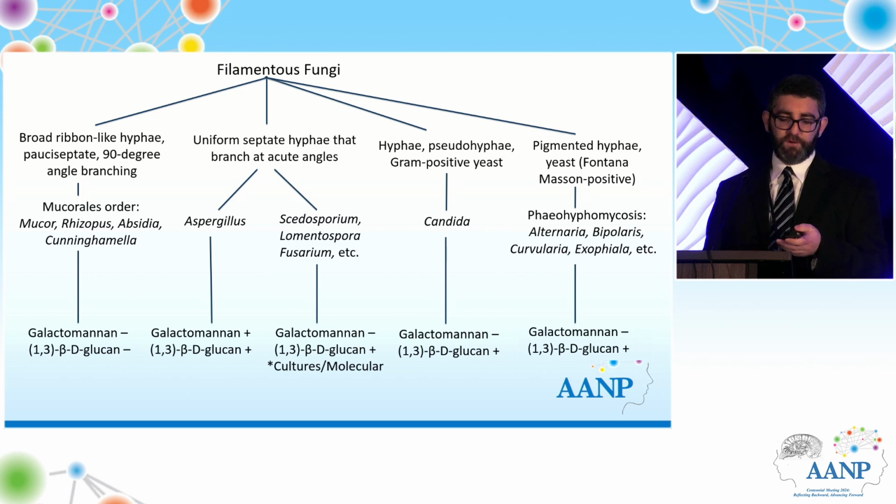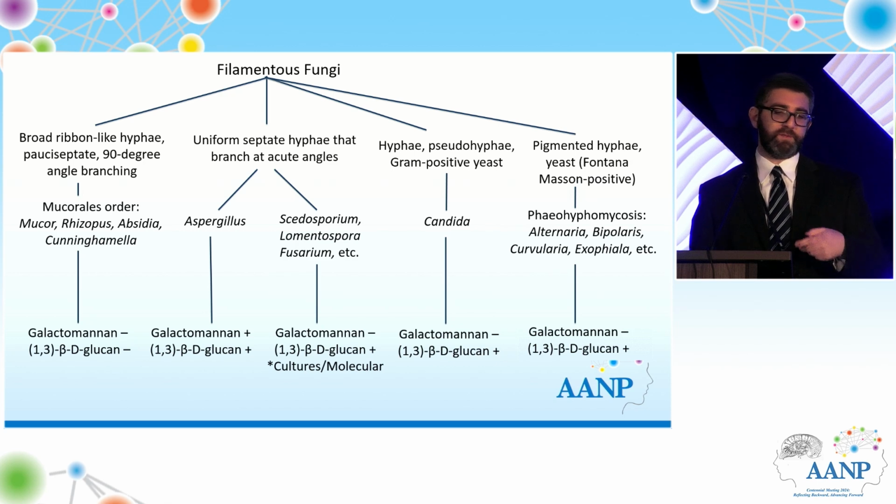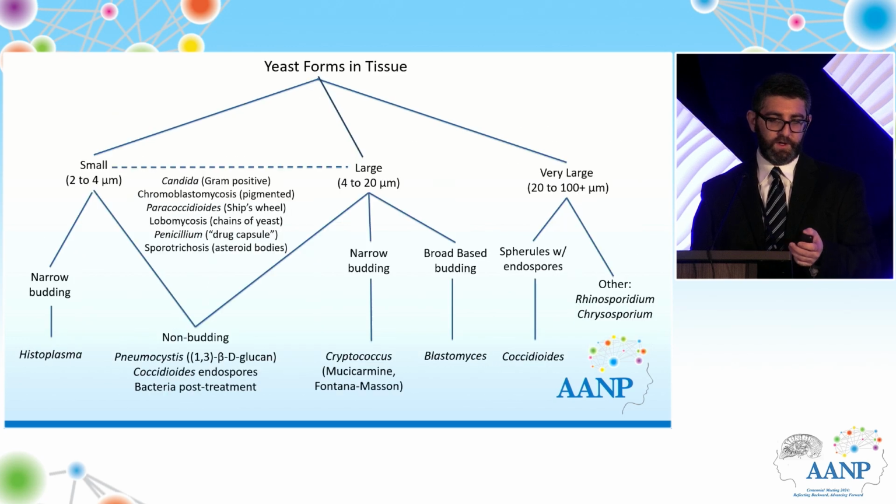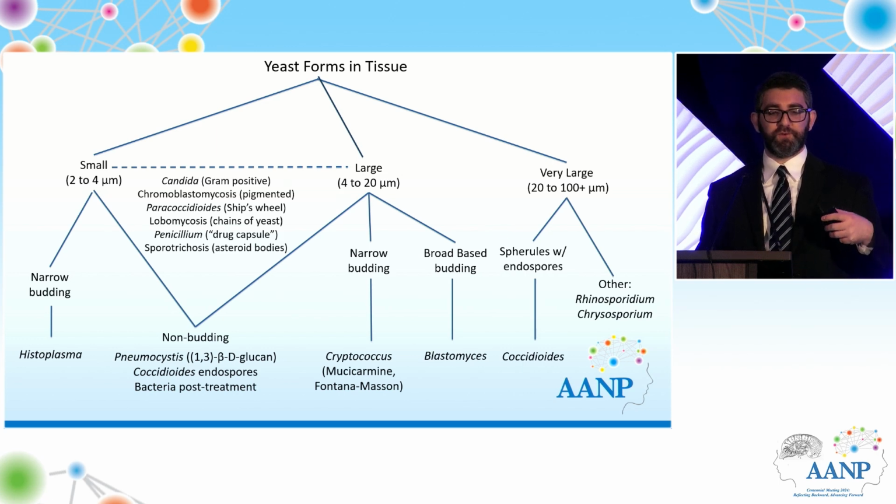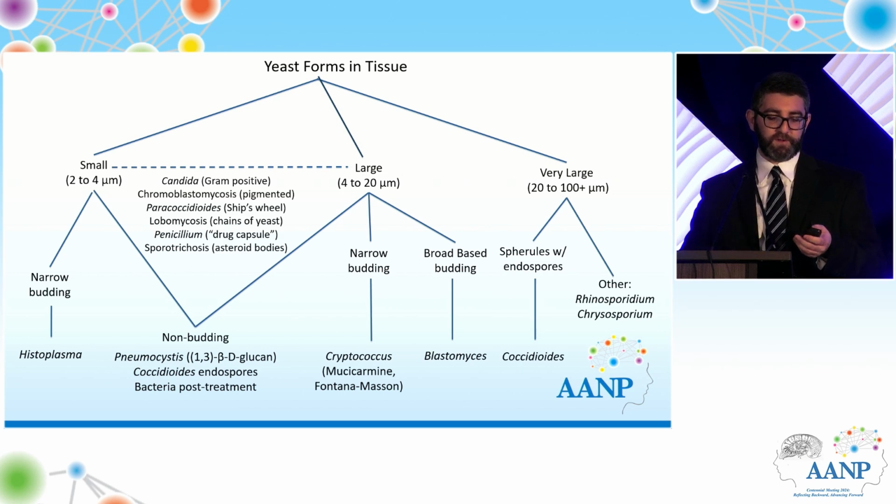And this is the overview of how we classify fungus, whether it's broad, ribbony, whether it's pigmented, and so forth. I've already talked about most of this, and we'll move on for the sake of time. And then yeast, and all these slides should be available online if you want to look at them in more detail. For yeast, again, we focus on size and budding patterns, and that gets us to where we need to go most of the time. There are few things that truly overlap if you are very careful about how you look at those two things.